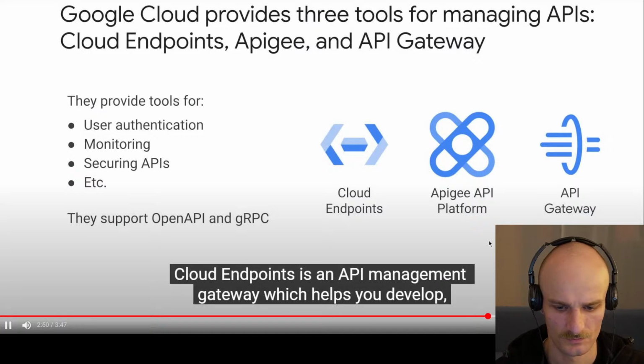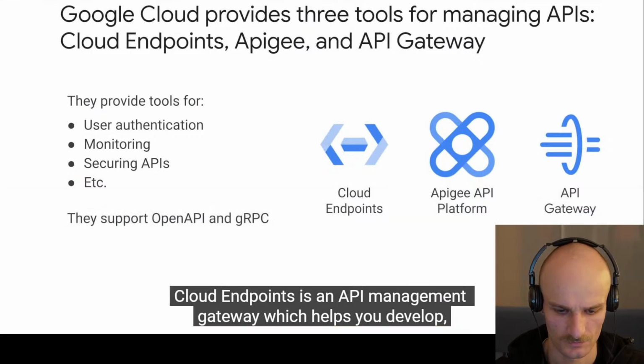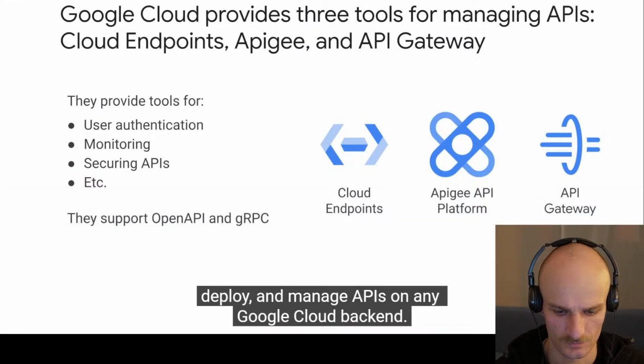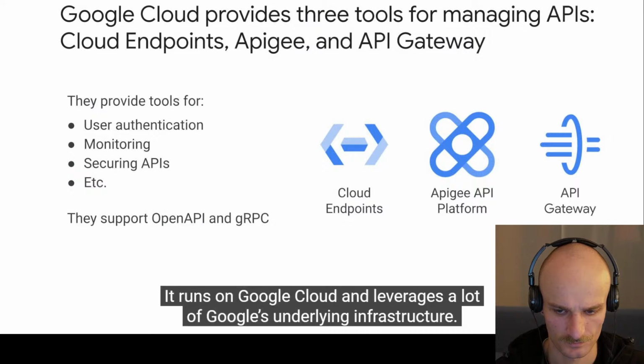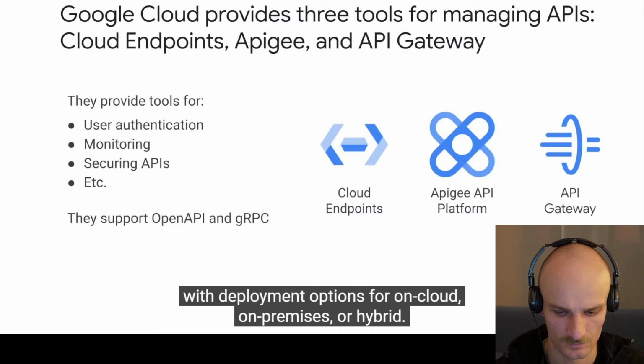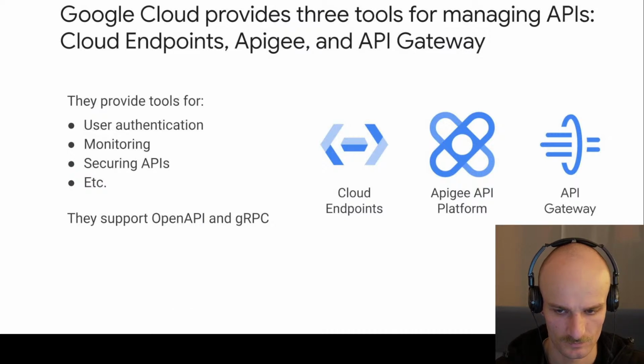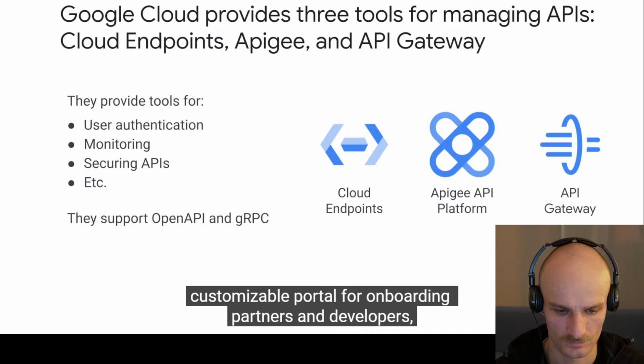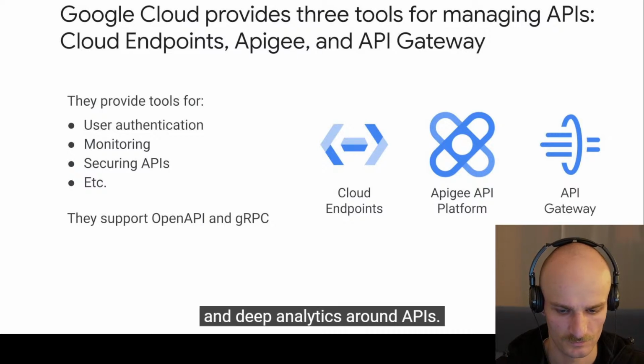Cloud Endpoints is an API management gateway which helps you develop, deploy, and manage APIs on any Google Cloud backend. It runs on Google Cloud and leverages a lot of Google's underlying infrastructure. Apigee is an API management platform built for enterprises with deployment options for on-cloud, on-premises, or hybrid. The feature set includes an API gateway, customizable portal for onboarding partners and developers, monetization, and deep analytics around APIs.